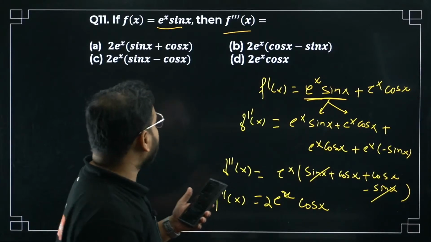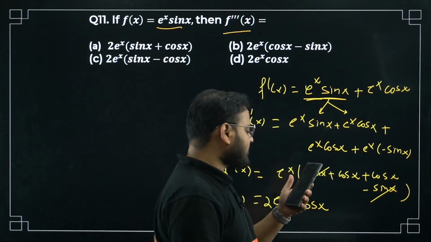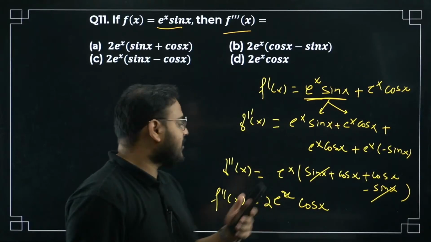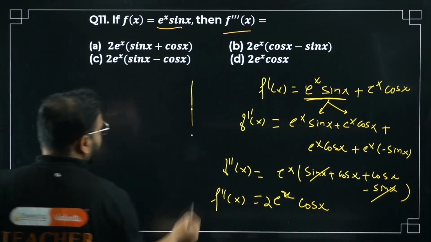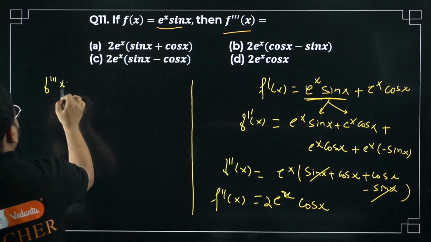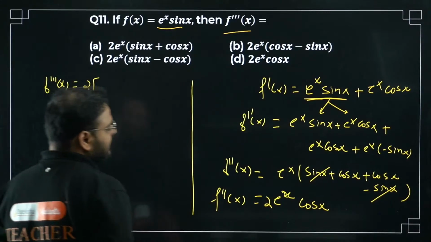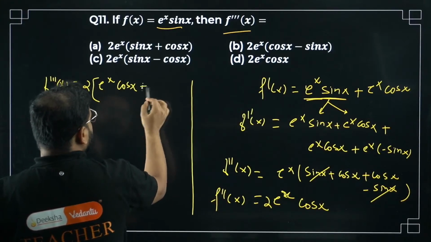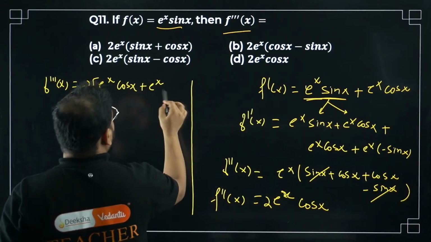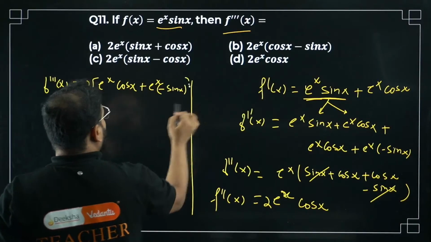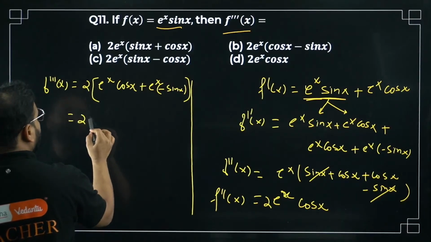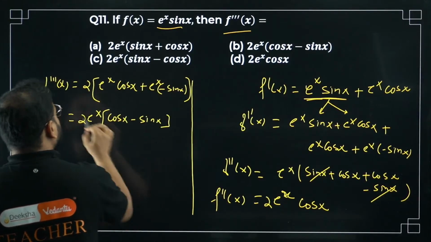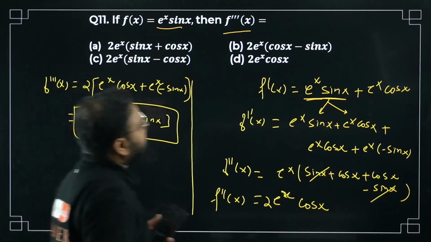Okay, chaliye, option D. Option D for question number 11. I don't know which question is this, Navashri. So let me do the question number here. How are you going to solve this part? f triple derivative of x will be given by 2 is a constant outside, keep it like that. Differentiate e power x will be e power x, keep cos x as it is, plus e power x as it is. Differentiate cos x, you'll have minus sin x in the product of cos. We'll get here 2 times of e power x common, cos x minus sin x. This is your answer. Option B is correct.